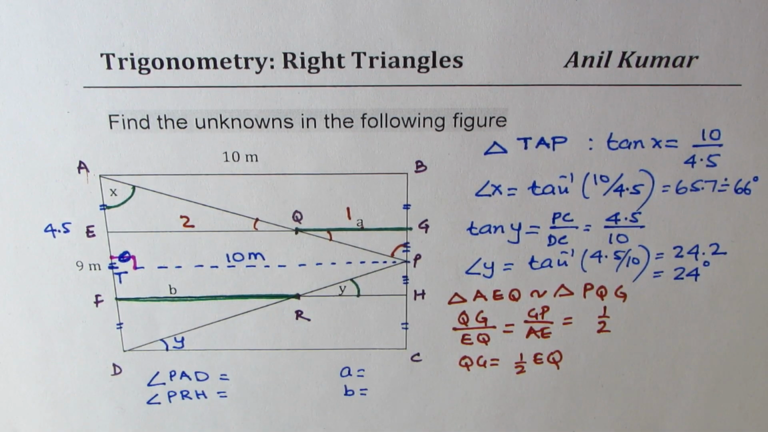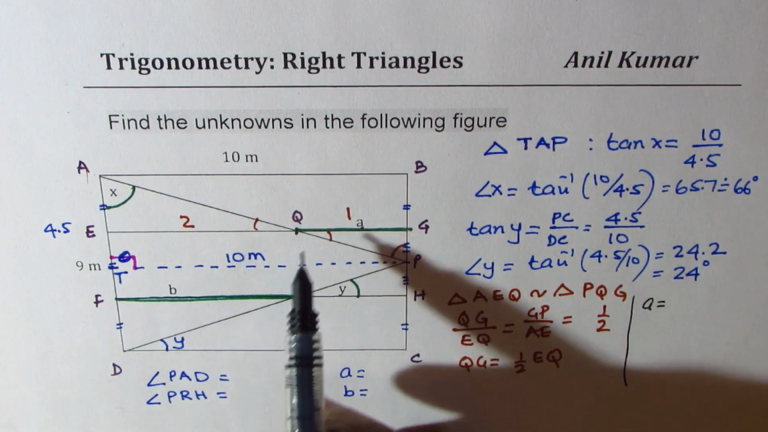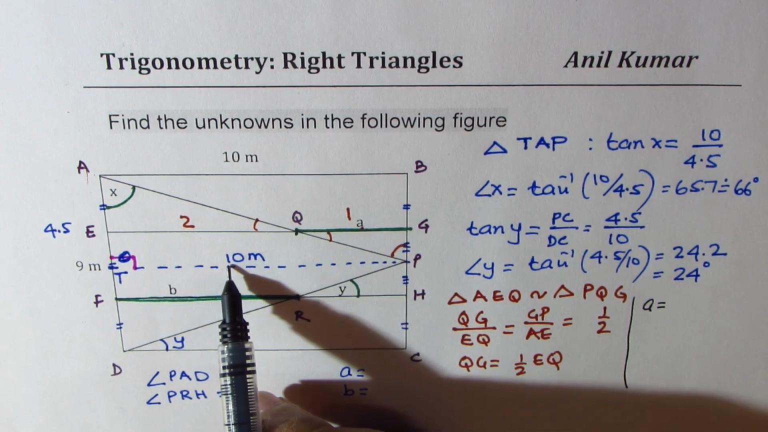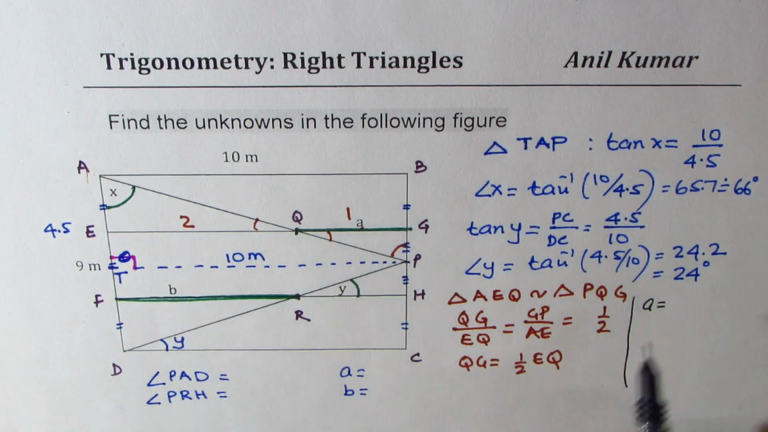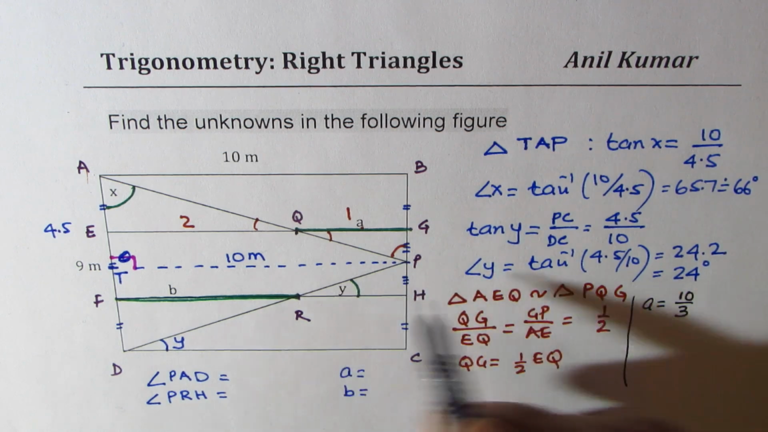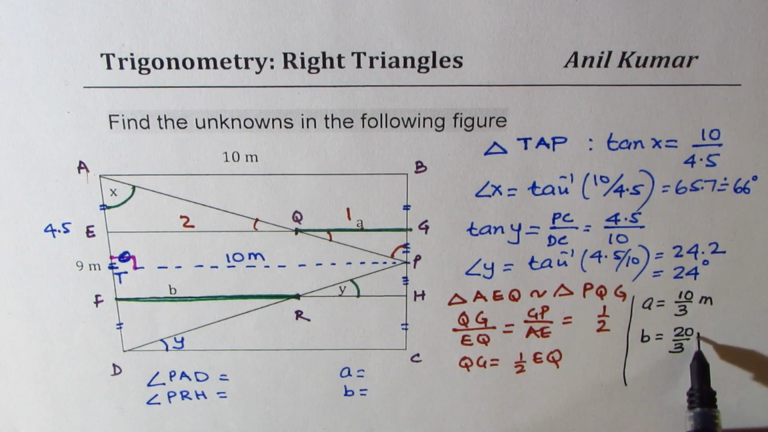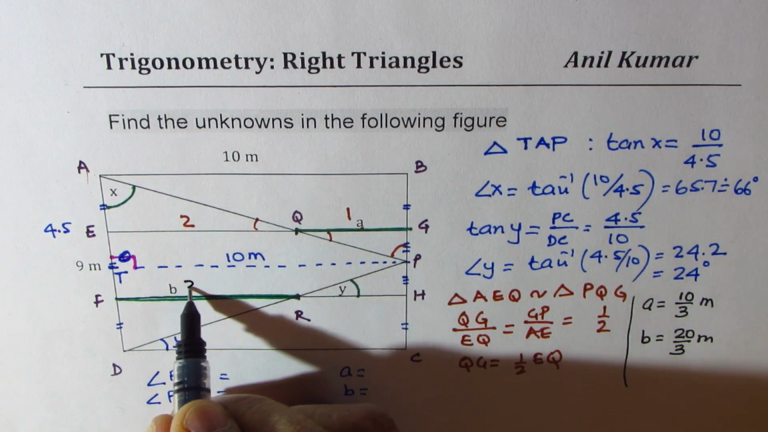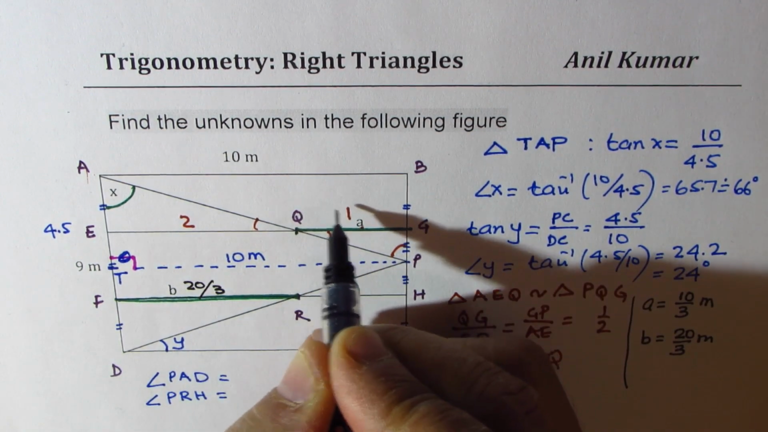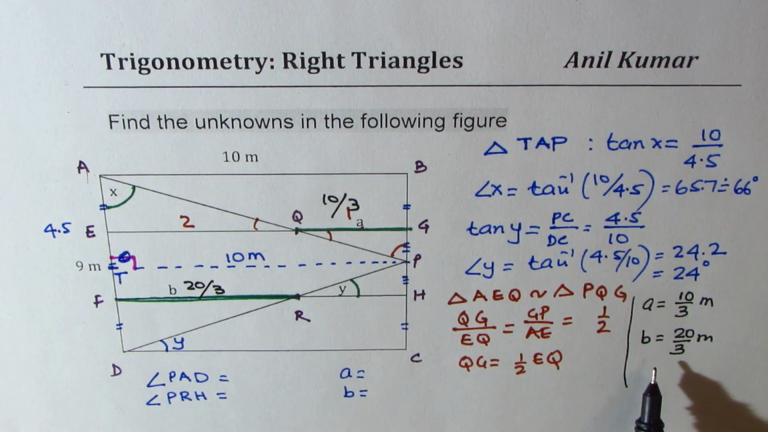So from here, we get that the length A is equal to, out of 3 portions of 10, 1/3 of 10, right? So A is 1/3 of 10 or 10/3 meters. As far as B is concerned, it is 2 times this or 20/3 meters, correct? So we get these sides as 20/3 and 10/3, correct? So we could find that using similar triangles.